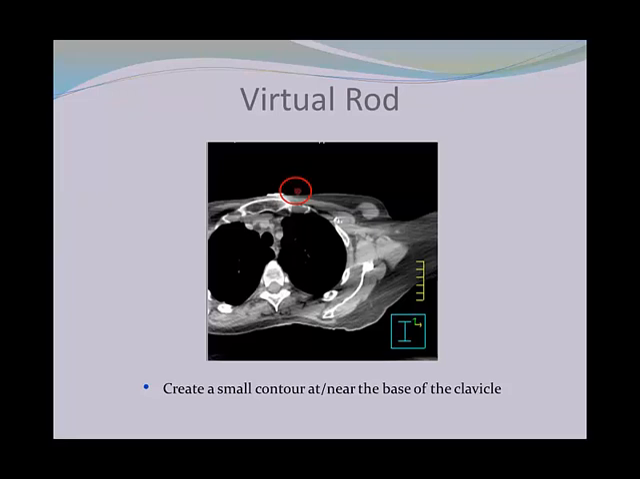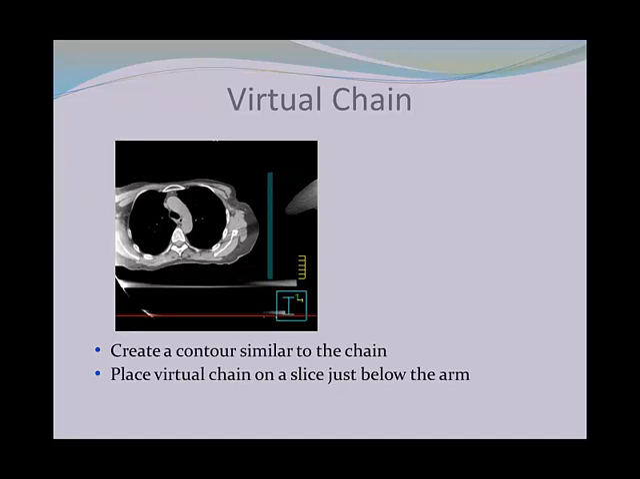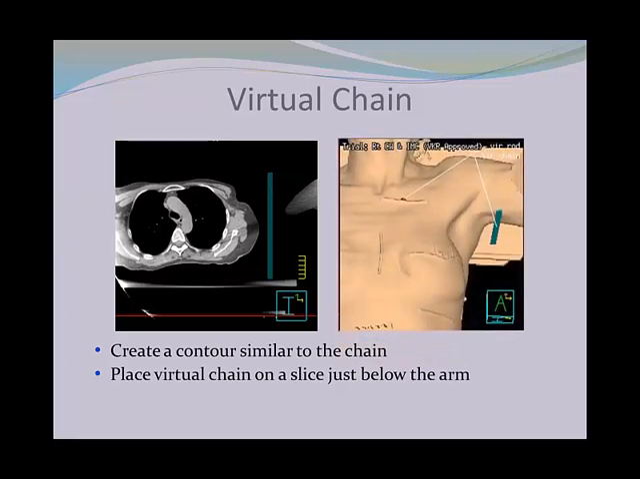And that non-divergent edge from the virtual rod and chain gives the coverage of the external contour, but with the angled edge of the rod and chain. So here you see that the yellow-green line just shows where the external contour edge would have been. This is just showing you the difference between the non-divergent border before and after using the virtual rod and chain.